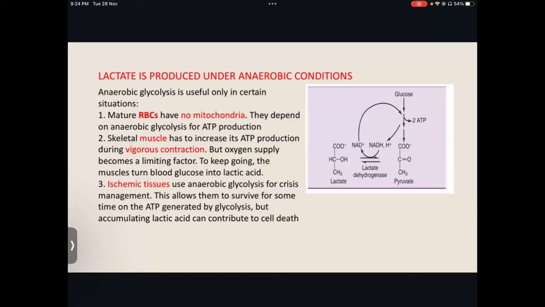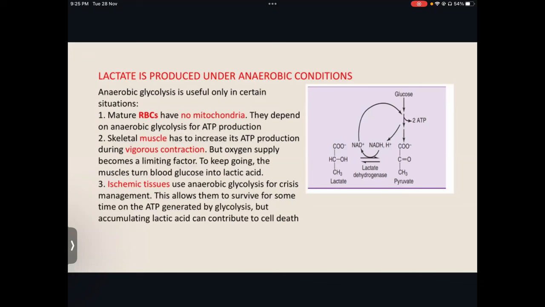And you would think, okay, why doesn't it undergo the rest of cellular respiration and make all of that ATP via the oxygen? Well, it's because there's not enough oxygen to do that when you're exercising vigorously. Oxygen becomes a very limiting factor. So in order to keep going and make ATP, it will turn the pyruvate into lactate via anaerobic glycolysis.